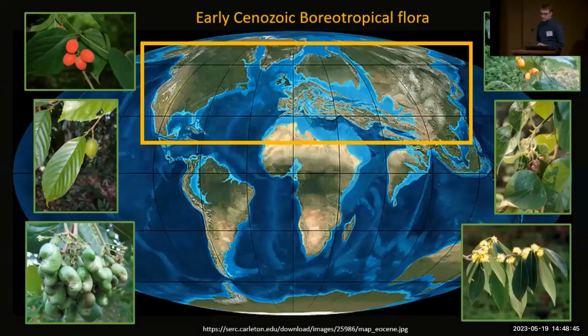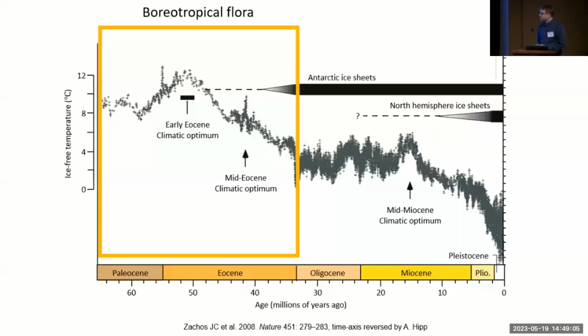Okay, so what is the boreotropical flora? This refers to thermophilic forests that grew across the Northern Hemisphere from around 66 to 34 million years ago. And it includes a lot of lineages that are now found in tropical, subtropical, and warm temperate forests. This flora occurred during a period of global warming. So from about 66 to 34 million years ago at the end of the Eocene, the poles were ice-free for most of that period, and it allowed a lot of thermophilic plants to grow at much higher latitudes.